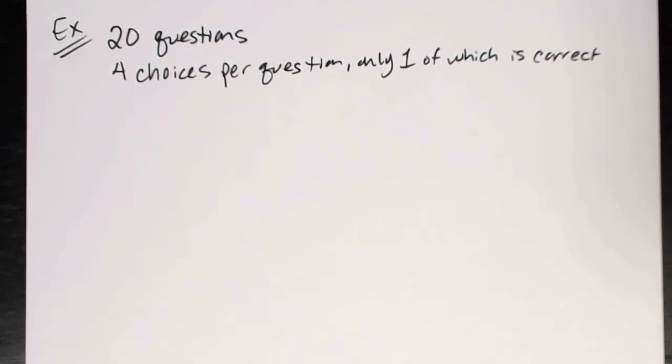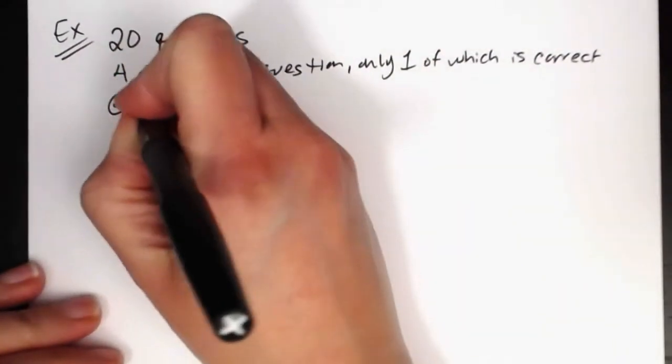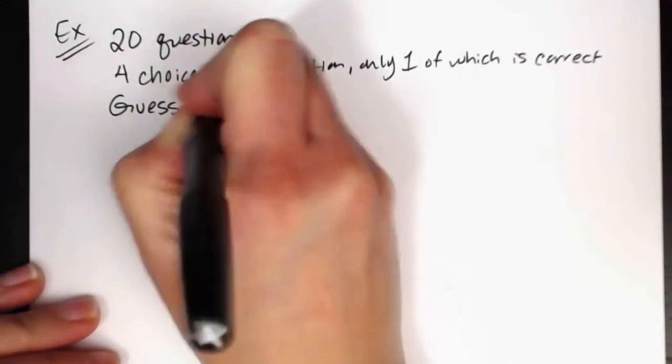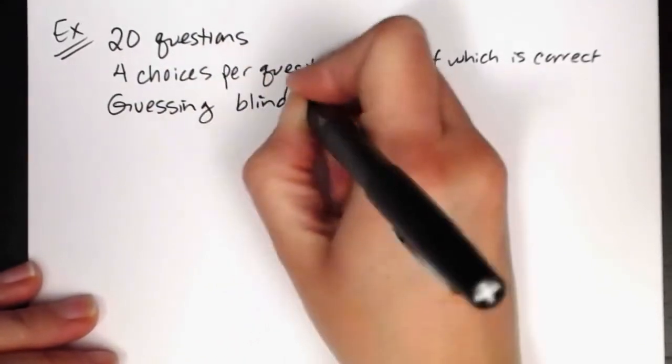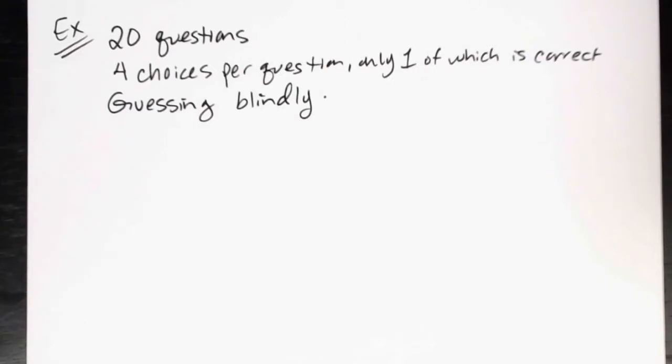And let's further complicate matters by saying that this individual hasn't been to class in a very long time, and so they don't know any of the answers, and they are going to be guessing blindly on all of the questions. Okay, so that's their plan. 20 questions, 4 choices, only one of which is correct.